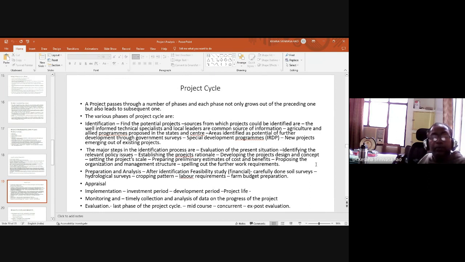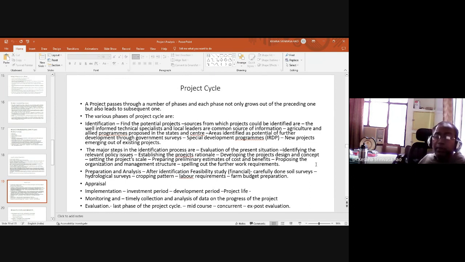Monitoring depends upon the timely collection and analysis of data on the progress of the project. There are several other aspects, but this is one of the major aspects which we have to consider. Finally, the evaluation, the last phase of the project cycle.